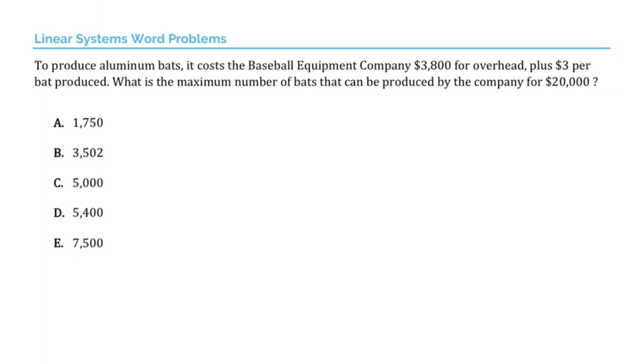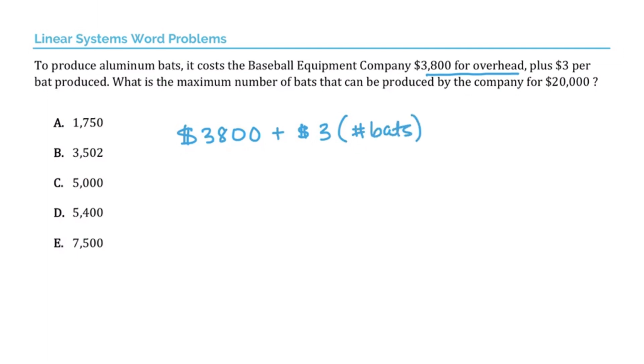Now we're going to do one more of these example questions. Again, remember these linear systems word problems, they're going to give you a word problem, lots of words. You have to figure out how to take the key information and create some sort of expression to solve. To produce aluminum bats, it costs the baseball equipment company $3,800 for overhead. Okay, so this company has just a flat fee of $3,800 that they have to pay, plus, so do a plus sign, $3 per bat produced. So it's going to cost them $3,800 plus $3 times the number of bats that they make.